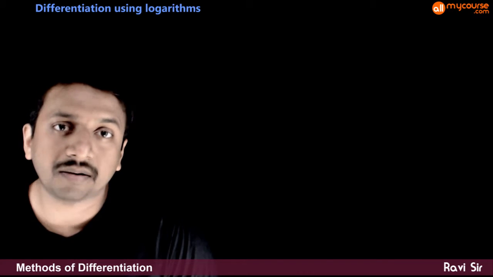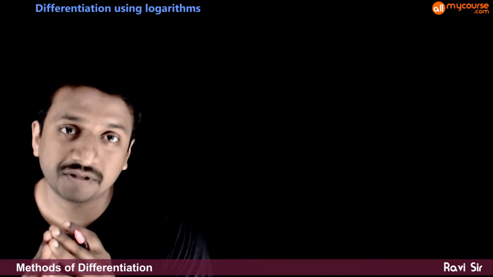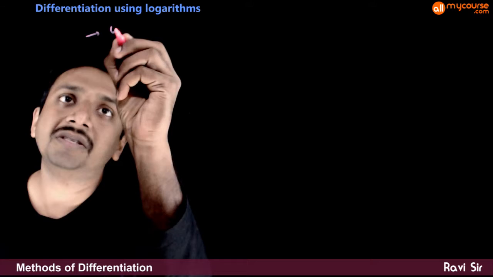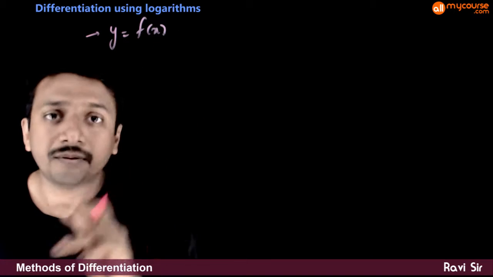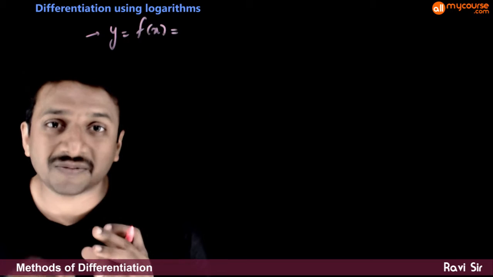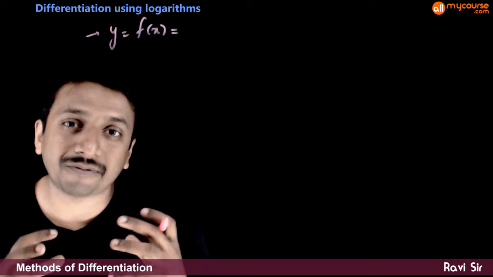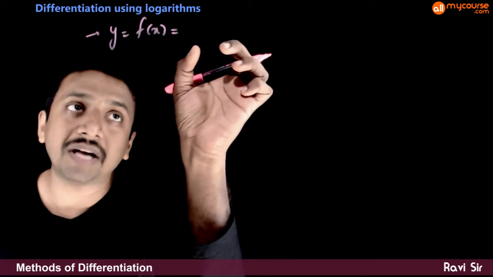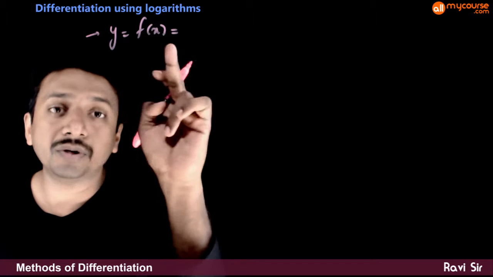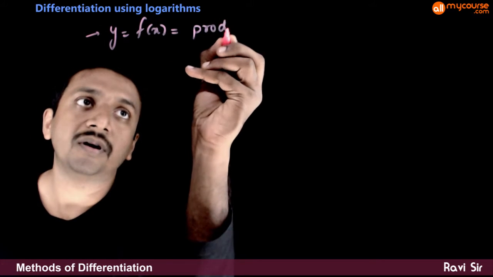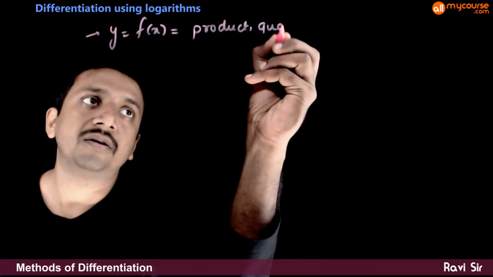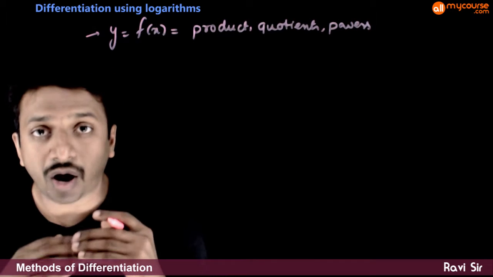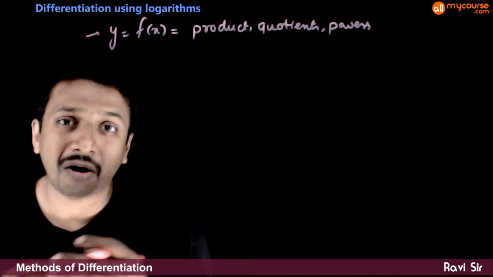Now, let us look at differentiation using logarithms. We use logarithms in differentiation when the function f of x is made up of products of various functions, or quotients of various functions, or some function to the power of some other function. So, we use logarithms when we have products, quotients and powers of a lot of functions.